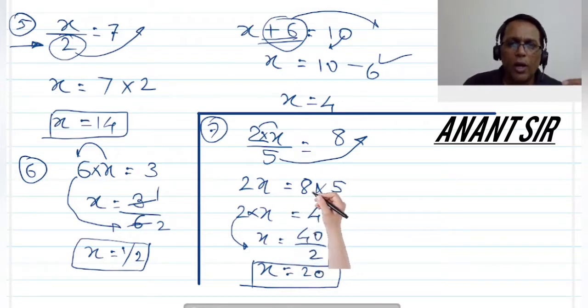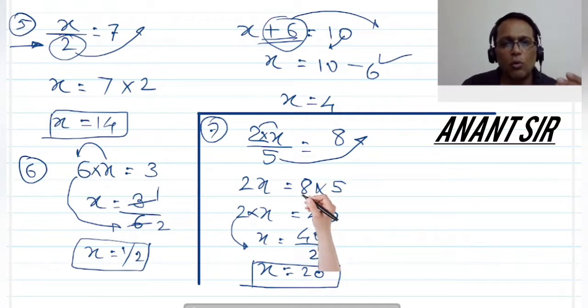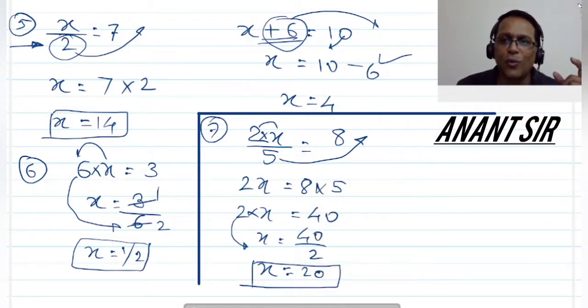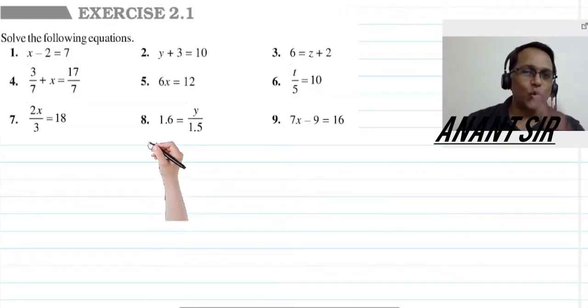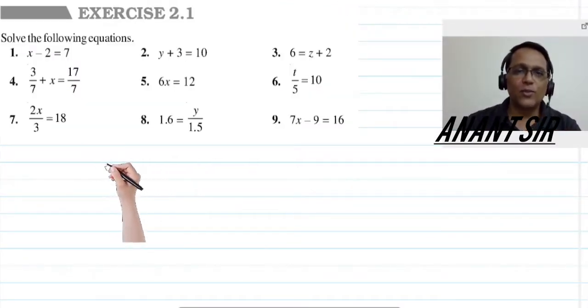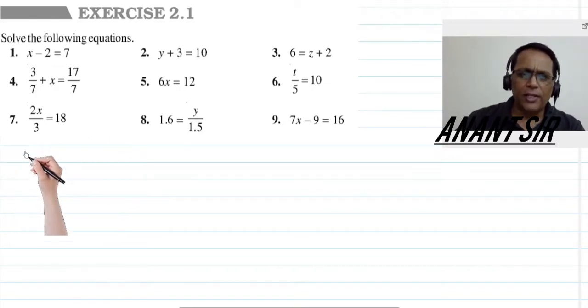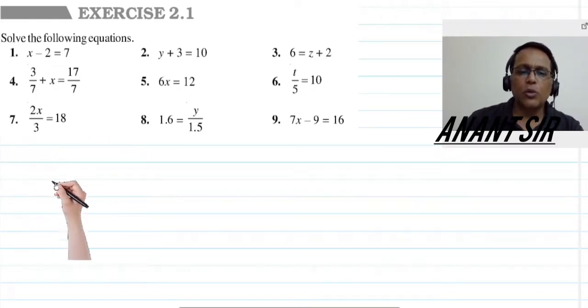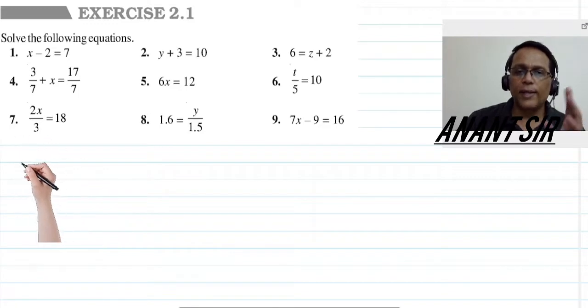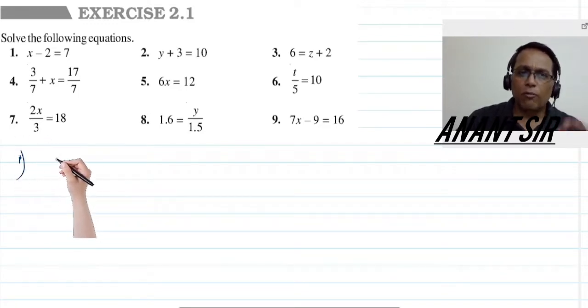Now I think we can go to the questions of the exercise. Okay, and I will tell you each and every question with detailed explanation. Okay, so let's continue with the examples of the textbook now. Okay, so students, now we are starting exercise 2.1. Very easy questions. I am 100% sure you will definitely understand all the examples. Okay, so please pay full attention.